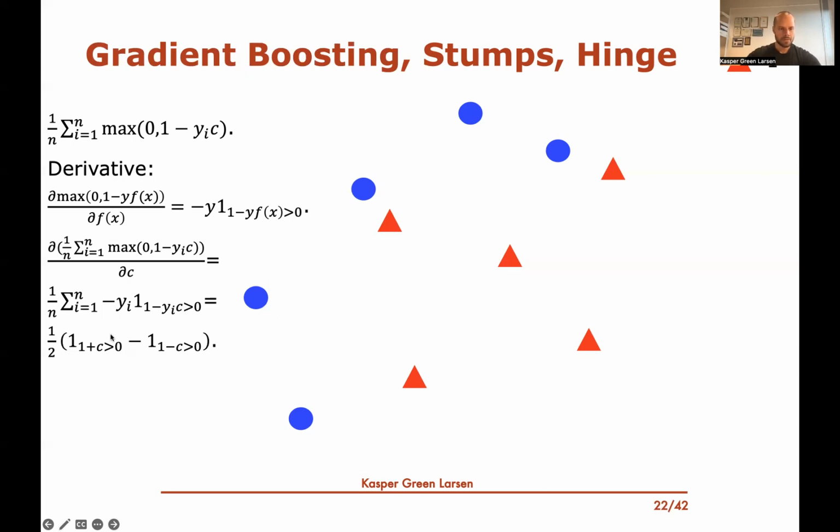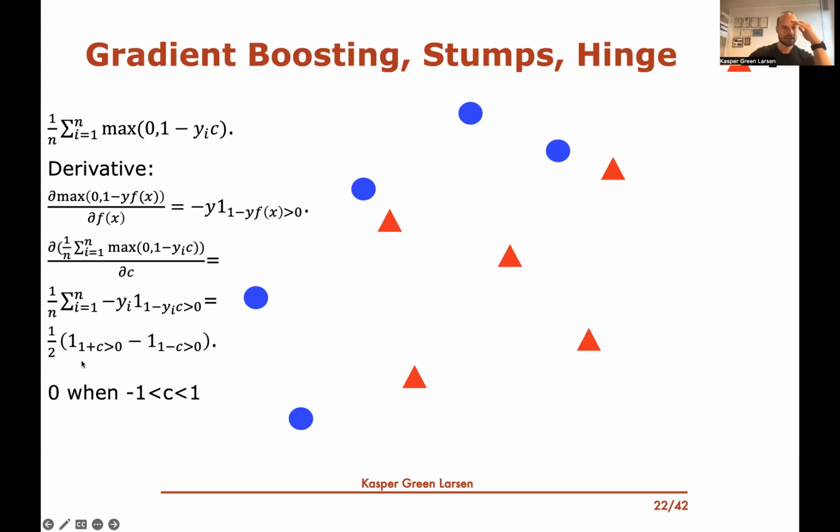So the first term here times the half is the contribution to the derivative from all the red points. This is the contribution from all the red points if we predict any given value c. The contribution from all the blue points is the second term here. Half of the points have a label of 1, so we get minus the indicator for whether 1 minus c is greater than 0. Okay, so now this is the derivative.